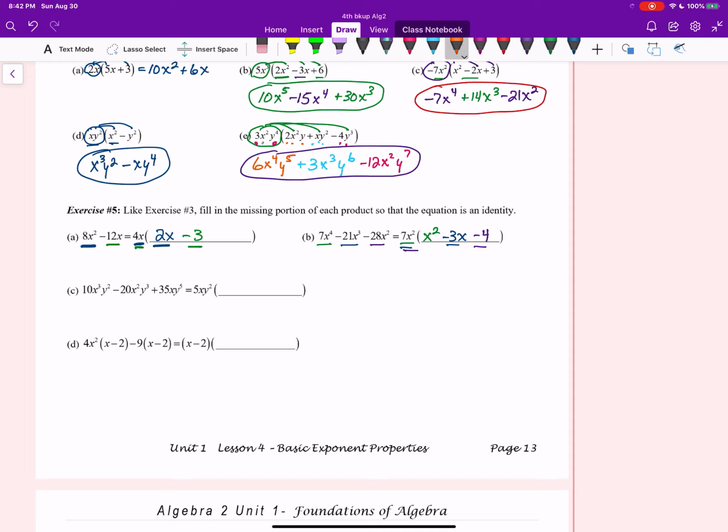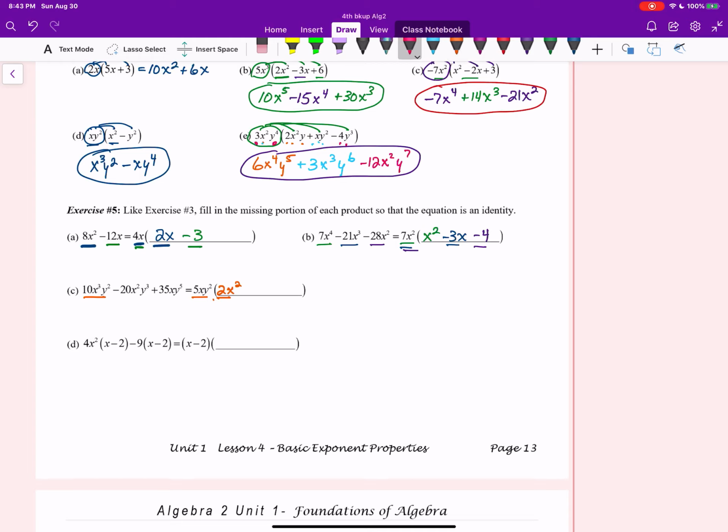C, 5x squared y times what is going to give us 10x cubed y squared? Well, 5 times 2 will give us a 10. x times x squared gives us x to the third. And we already have the y squared. So it's just 2x squared.